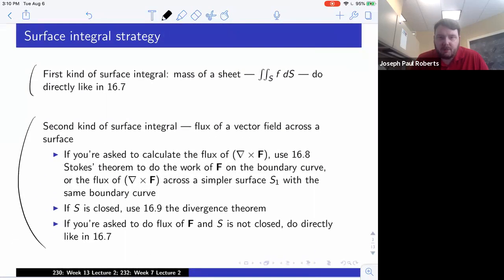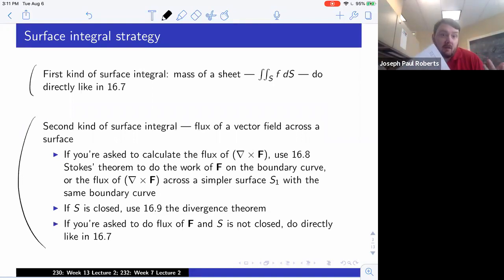We have our two completely separate types. The first type you want to think of is you have some kind of sheet and you have some kind of density function. So I don't know, maybe I wanted to know how much total ink was used to print out all this text. So the density of ink on the white part is just zero. There's no ink there. But then maybe I have 2 grams per square centimeter of ink where there actually is text.